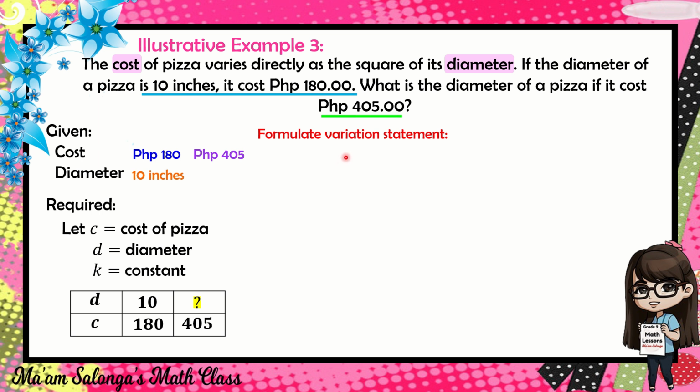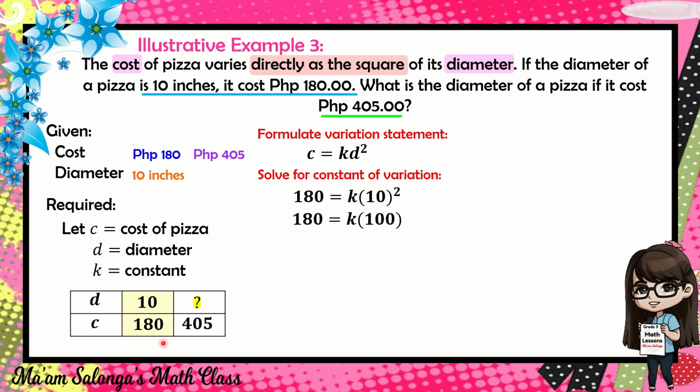Now, let's formulate the variation statement. Since it varies directly as the square of its diameter, take note of the square of its diameter. So, we have C equals KD squared. Then, solve for the constant of variation. Ito yung gagamitin natin kasi kumpleto yung assigned values sa ating dalawang variable. By substitution, we have 180 equals K times 10 squared, and 10 squared is 100. Then divide both sides by 100.